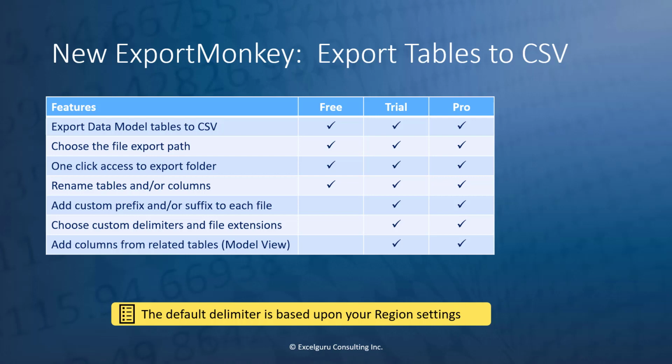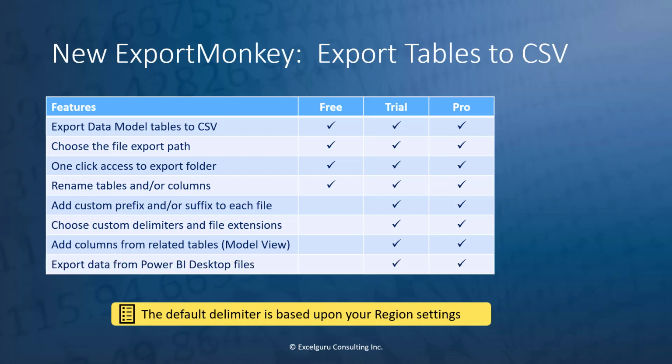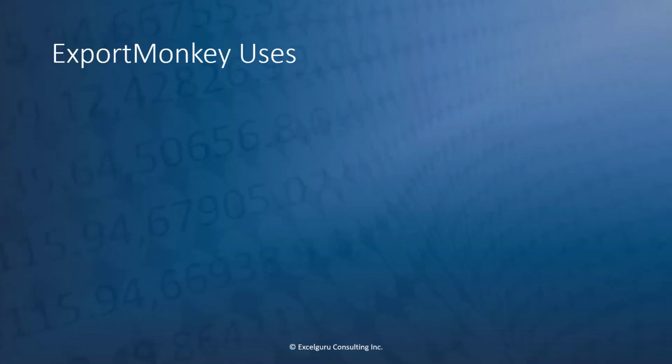The other thing that pro mode allows you to do is connect to Power BI desktop files. And guess what? We can export Power BI desktop files into CSVs as well. So these are all some of the really cool features that actually work around ExportMonkey. So what are the use cases for this particular piece? And I'll just give you a couple.